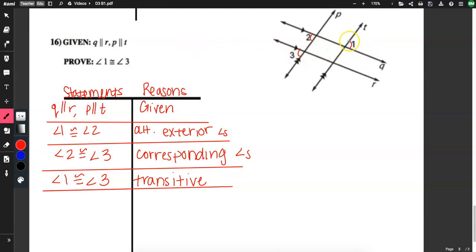And I see right away, well, 1 and 2 have to be congruent because they're alternate exterior. And then I notice, well, 2 and 3 should be congruent because those guys are corresponding. And I can see nicely the transitive property. Angle 1 and angle 3 are both congruent to angle 2. So that means they're congruent to each other. And that's what I wanted to prove. So I am done.